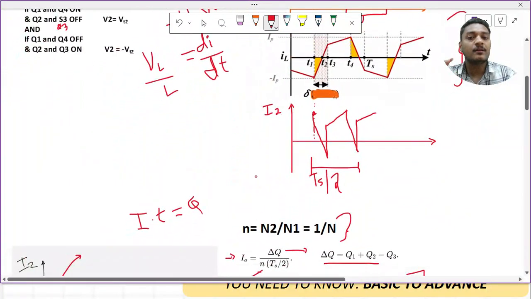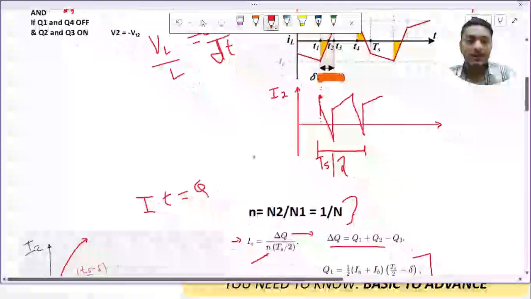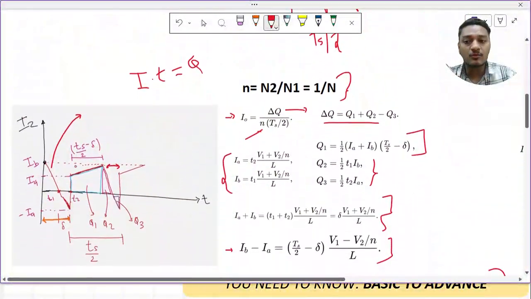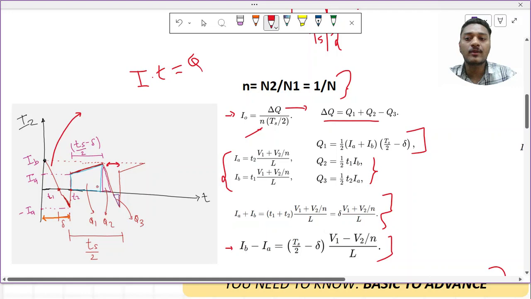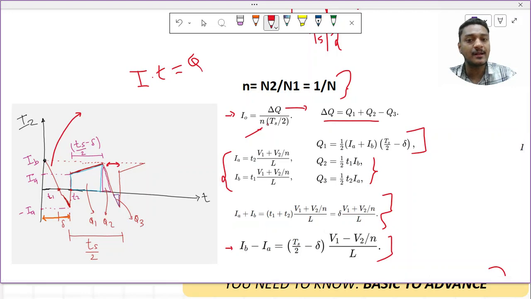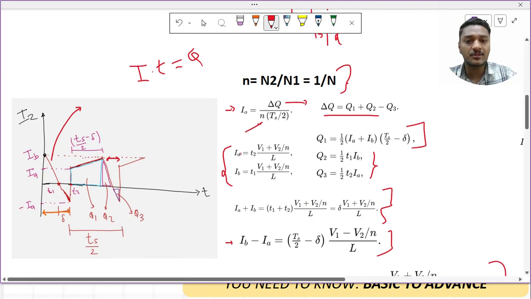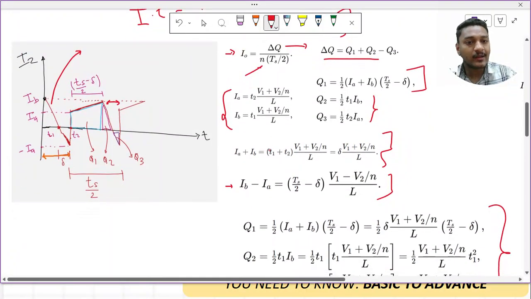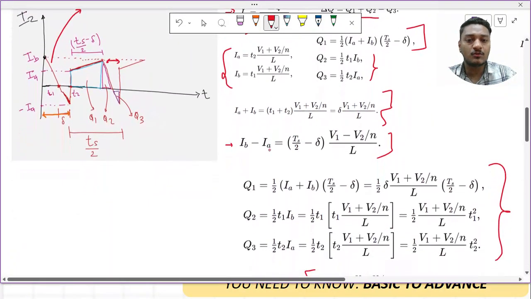Then we took this waveform of the I2, which, if we rectify this, I am going to get I naught. So with the waveform of the I2, I have tried to calculate the area required. I have tried to calculate the I naught value, which is delta Q by n times Ts by 2. Same kind of thing will come in every expression, but the only difference will be what this delta Q is. And again it is pure maths which you need to understand.